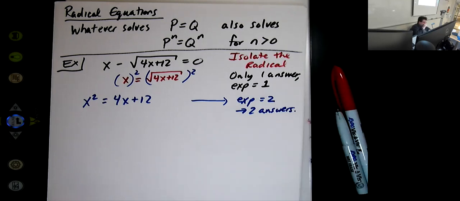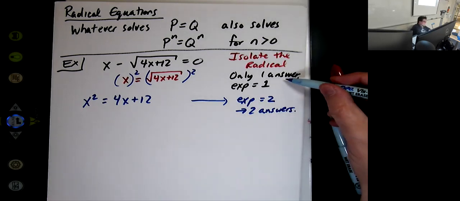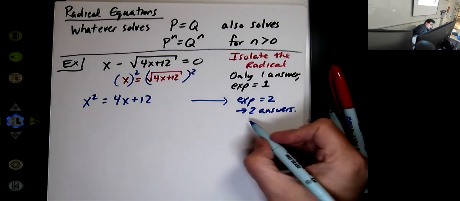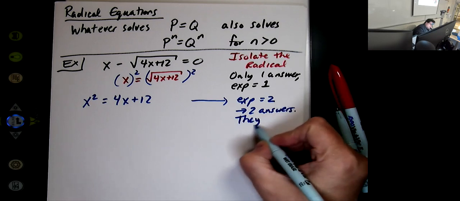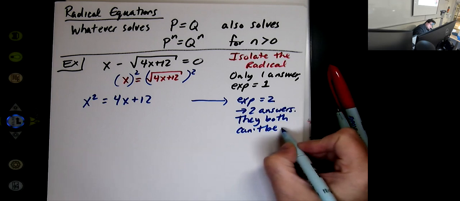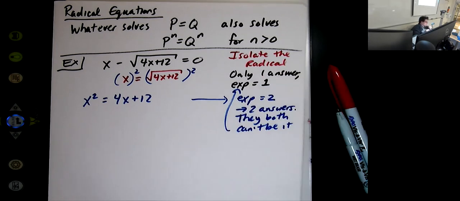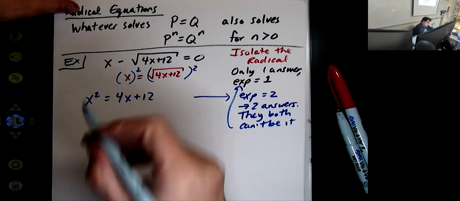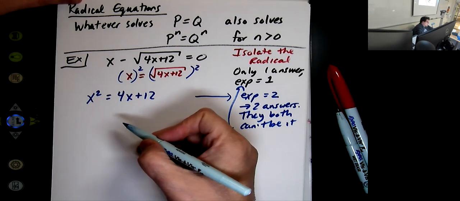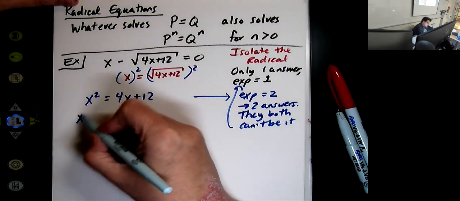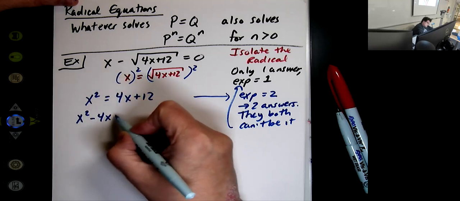So we have to check them because we can only have one answer for the first one. So we have to check our answers. They both can't be it. Unless they're identical, of course, then that would work, but that's going to be unlikely. So then we're going to treat it like we would a regular equation that's in this form. We're going to collect everything on one side by subtracting the 4x and the 12.